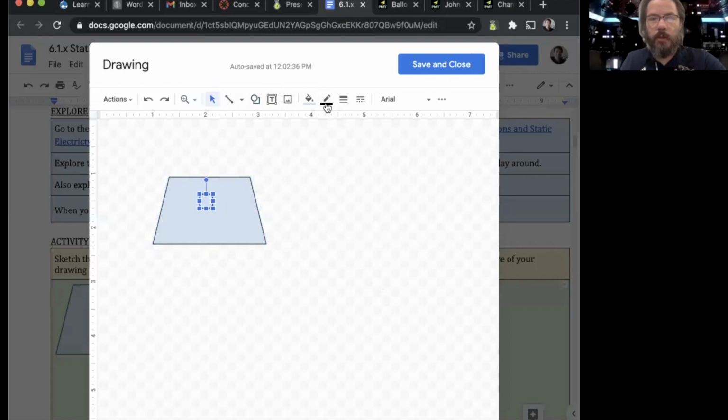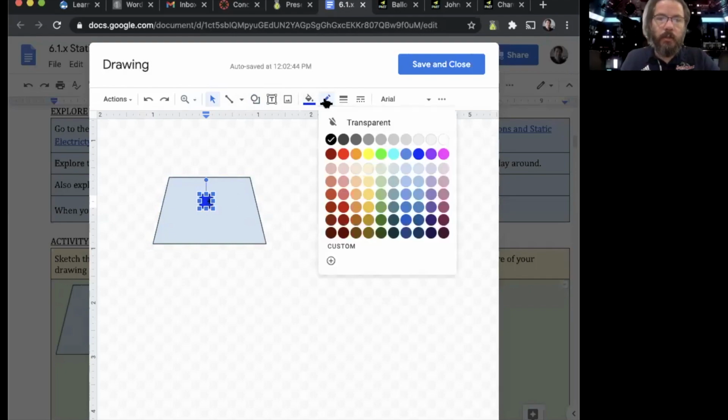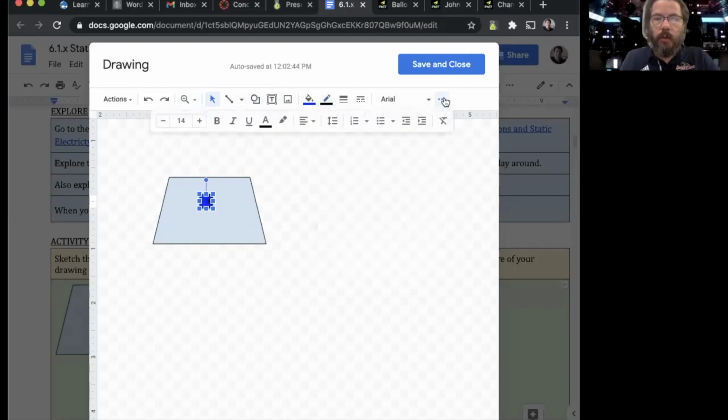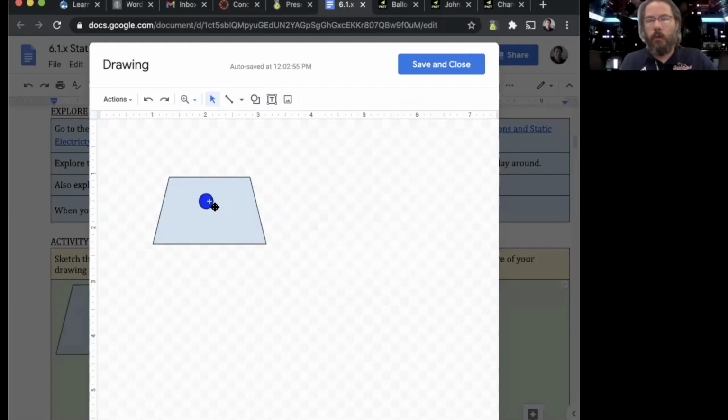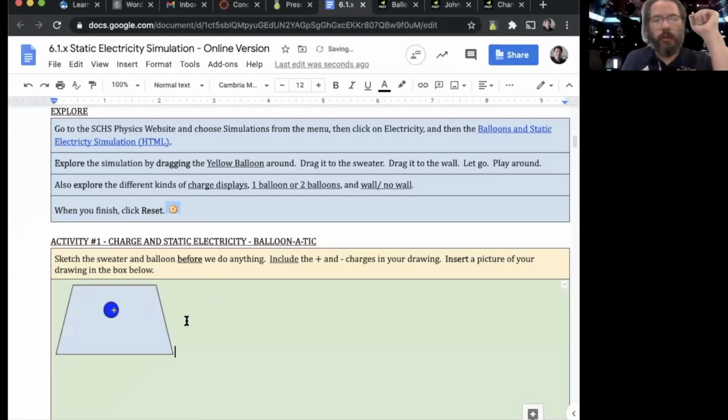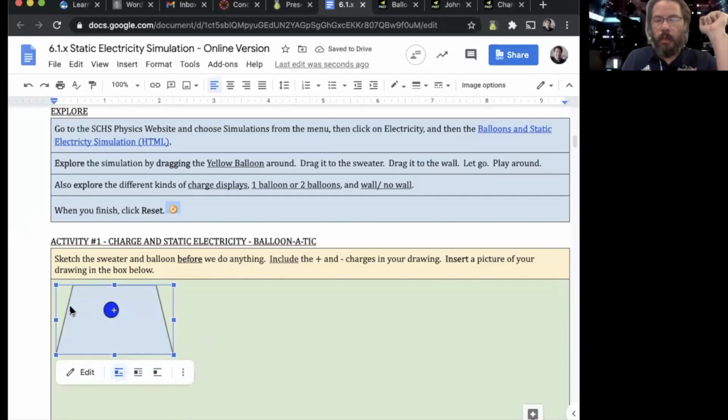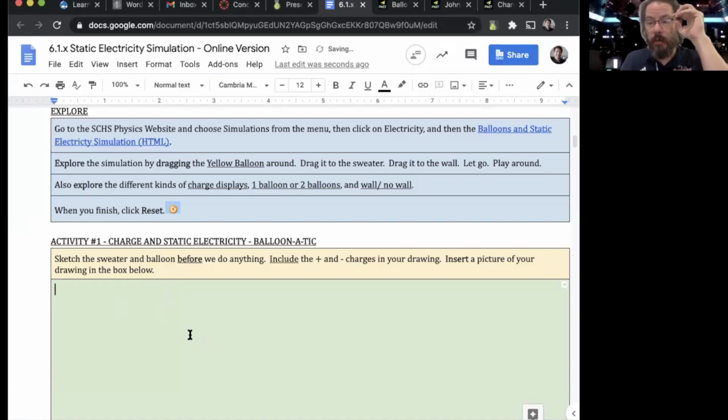You can do it that way too, but that's pretty complicated actually. And then you can just double click on it and type and put in your charges. You have to change the color of the font, which is over here. Change that to yellow. So I got my positive or whatever. And then you just save and close, and it puts the drawing in your deal. It's probably easier to do it by hand and take a picture or take a screenshot.